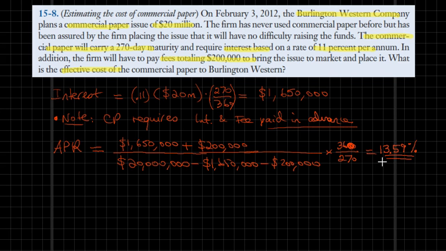So one of the lessons learned from this in the case of a commercial paper is that the interest expense and the fees are both prepaid. So that affects the cost of borrowing. It actually increases the cost of borrowing.